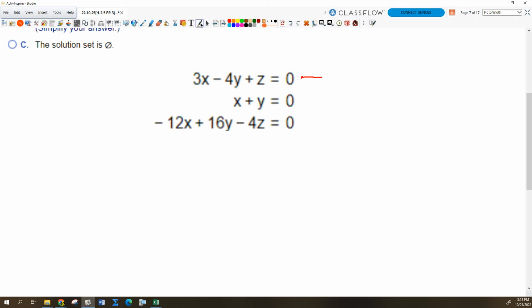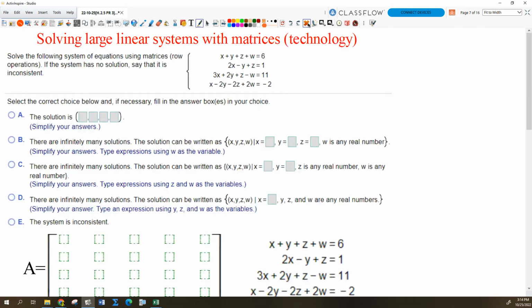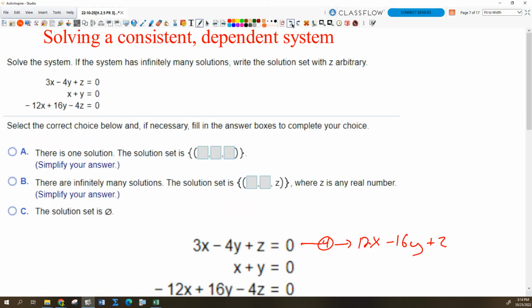Okay, I'm going to multiply this one by 4, right? Not -4, by 4. Yeah, not negative. And I get 12x minus 16y plus 4z equals... z, plus 4z, sorry. Oh, whoops. Oh, I hit that, didn't I? Come on. It's right there. Oh, there it is. Okay.